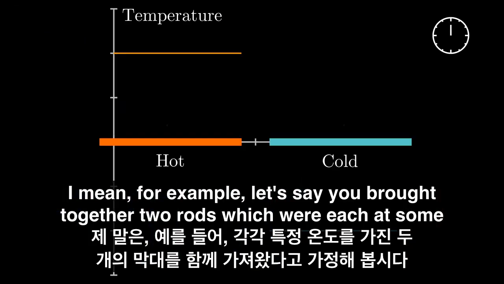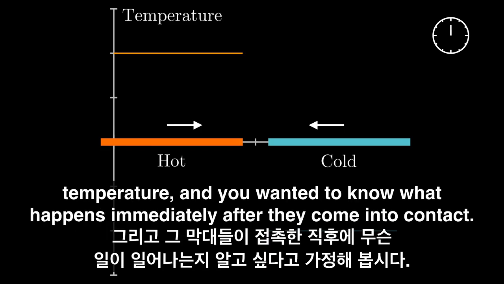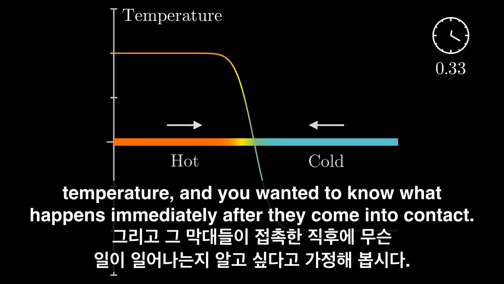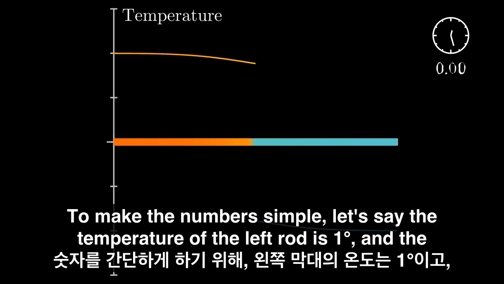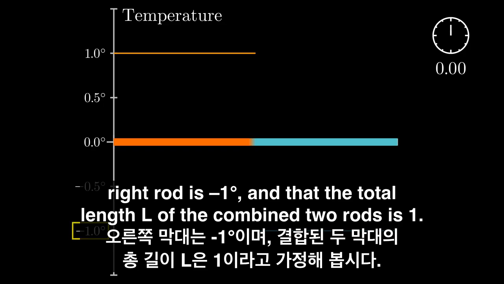I mean, for example, let's say you brought together two rods, which were each at some uniform temperature, and you wanted to know what happens immediately after they come into contact. To make the number simple, let's say the temperature of the left rod is 1 degree, and the right rod is -1 degree, and that the total length, L, of the combined two rods is 1.